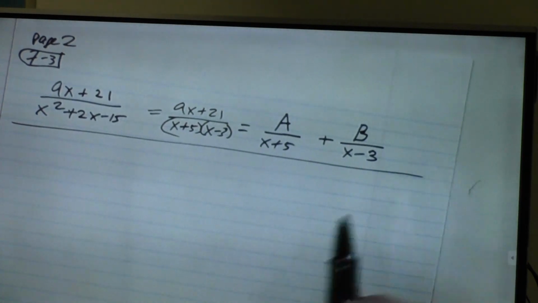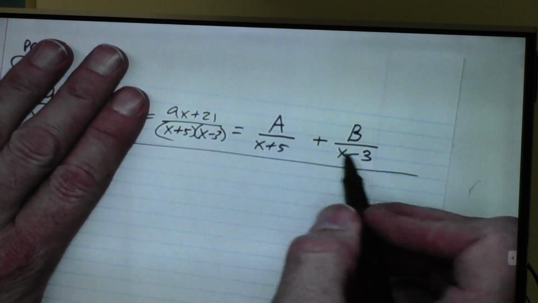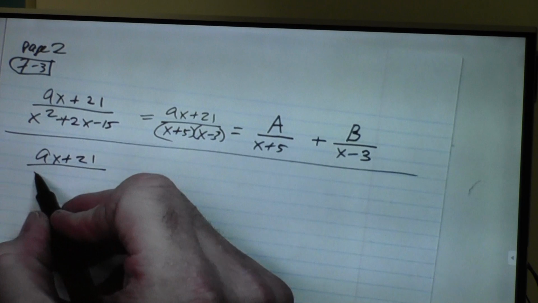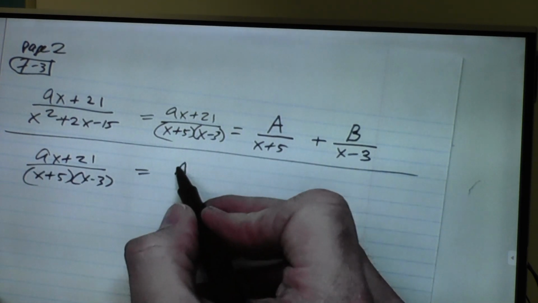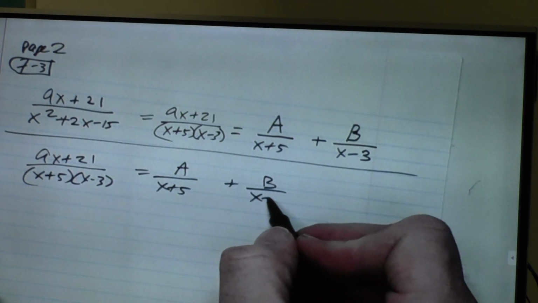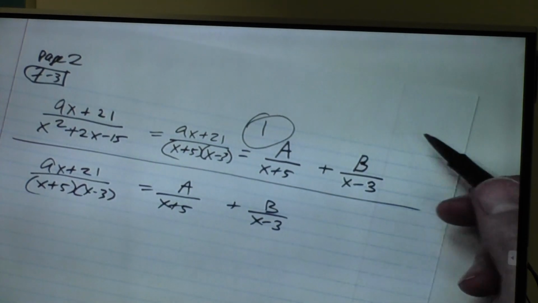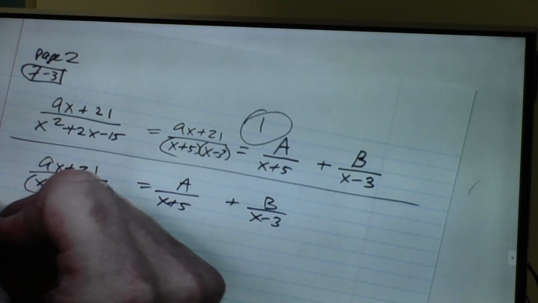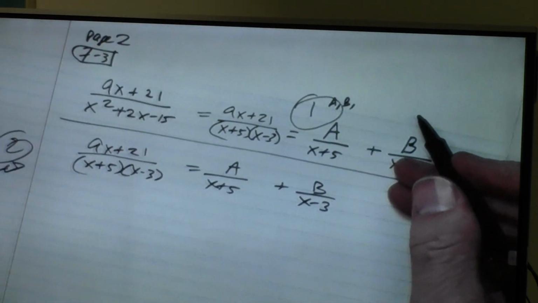Having done that, what we're now going to do is take this as an equation and multiply by the LCD. 9x plus 21 over x plus 5 and x minus 3 equals A over x plus 5 plus B over x minus 3. So doing this is considered the first step. That's the first thing that you would do. The second step is going to be multiplying by the LCD. So I guess for the first step, you set up A, B, and if there are others, you do that.